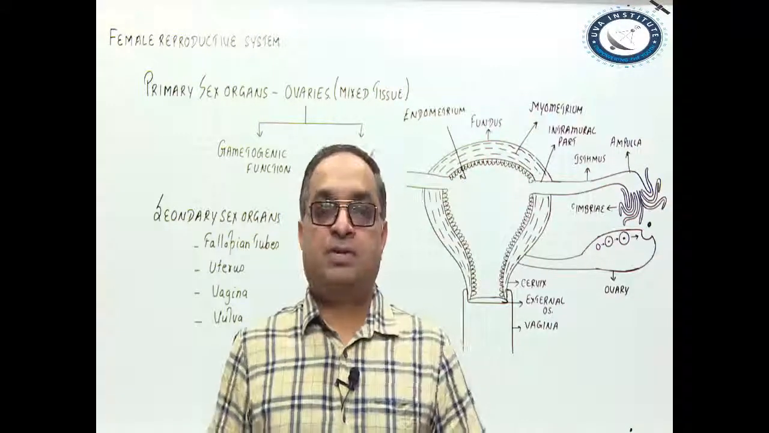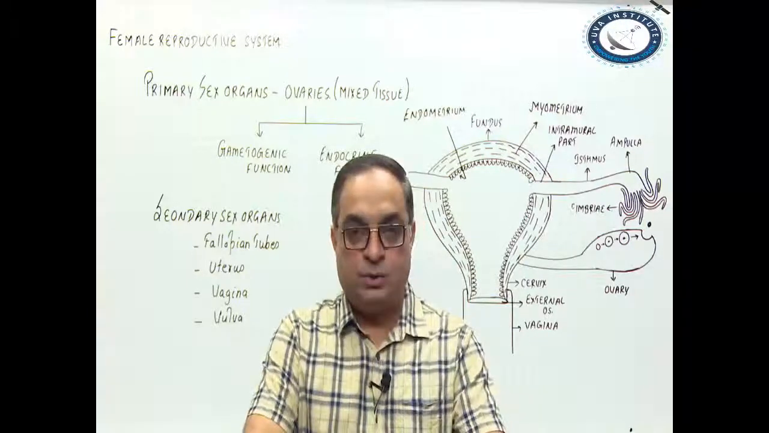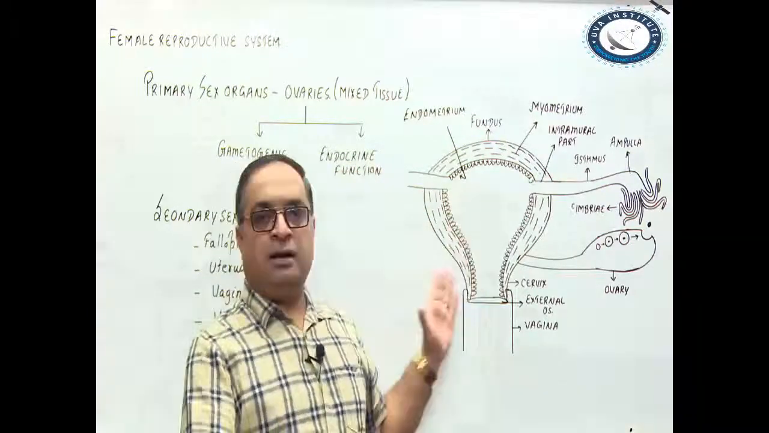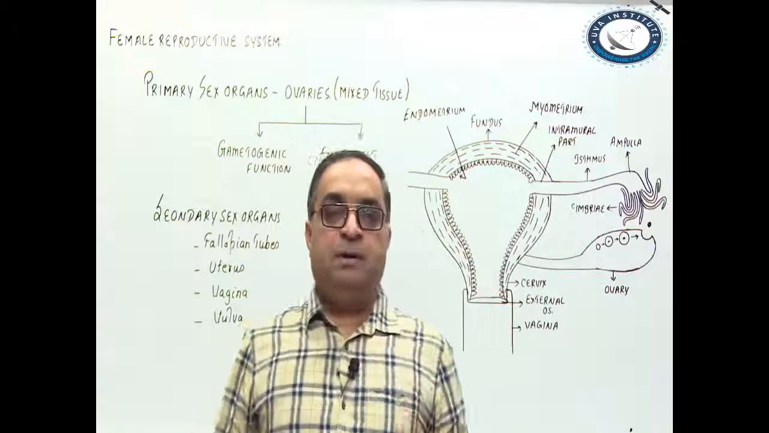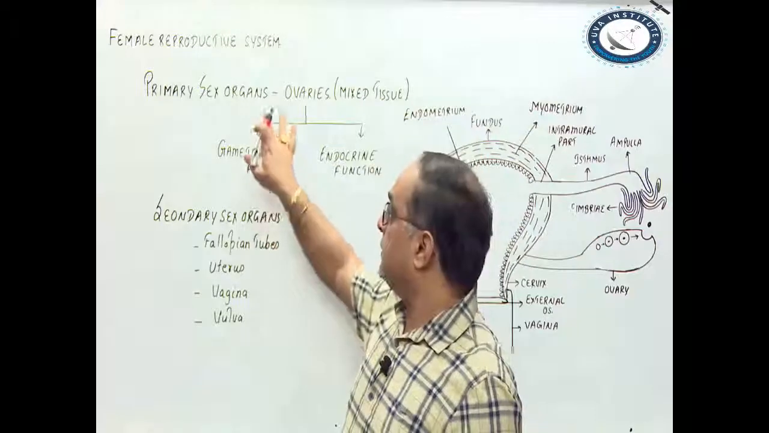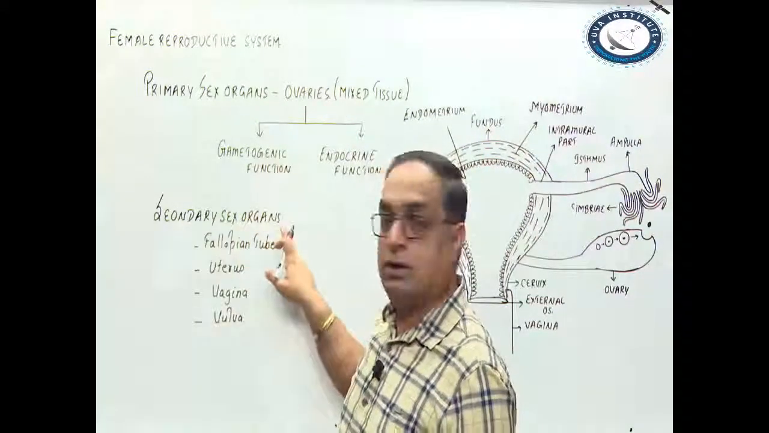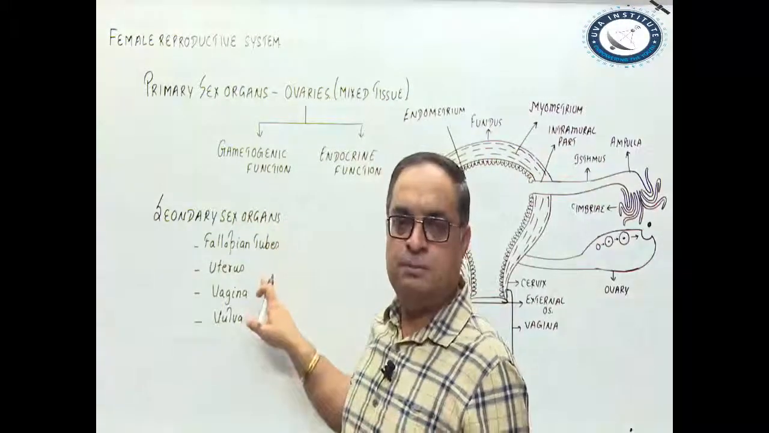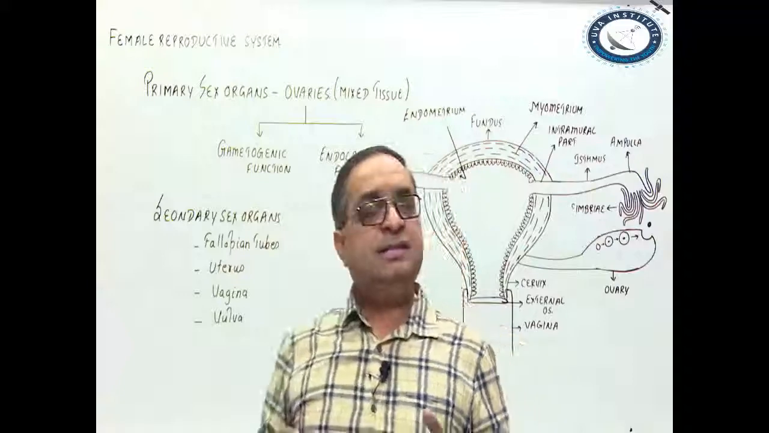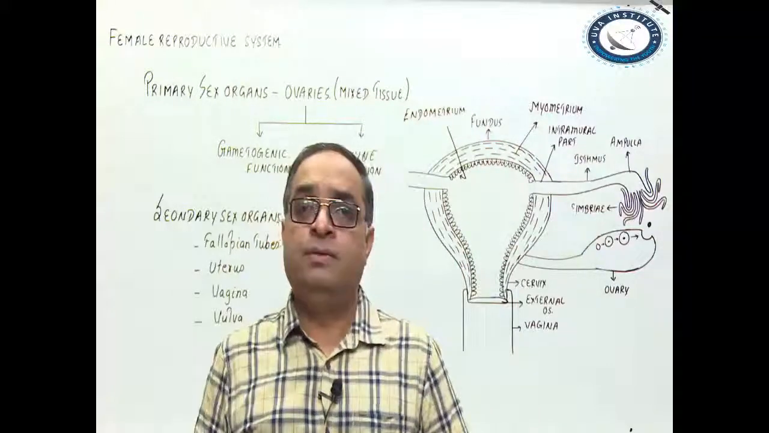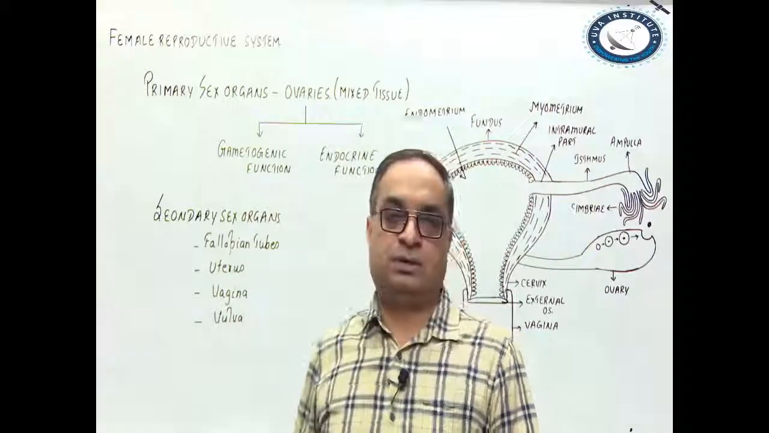The topic of our discussion today is the female reproductive system. As you can see here, I have drawn a rough diagram of the female reproductive system. The female reproductive system consists of the primary sex organs, that is the ovaries, and the secondary sex organs, that is fallopian tubes, uterus, vagina, vulva. Let's understand why we say that ovaries are primary sex organs and these structures are secondary sex organs.